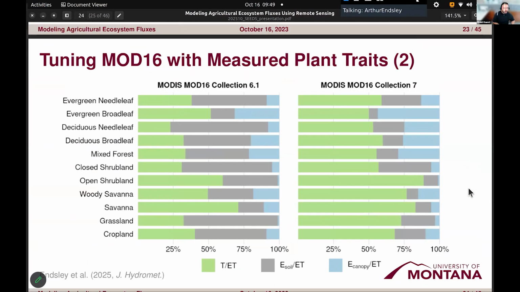So we know that including real plant traits improves the model because it improves things about the model that we didn't specifically try to change or calibrate. One of those is the partitioning of ET into transpiration, soil evaporation, and canopy evaporation, or the green, gray, and blue bars in these plots. In the previous version of Mod 16, we were overestimating soil evaporation and underestimating transpiration in these ecosystems. But after including these measured plant traits, we see improvement in those fractions, more in line with what we would expect on average from these ecosystems.